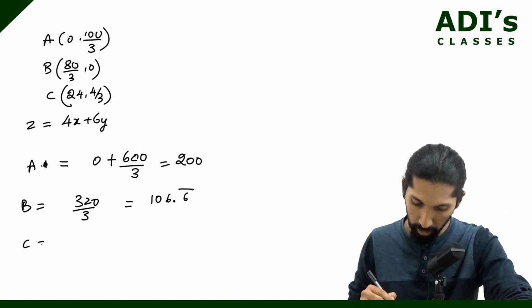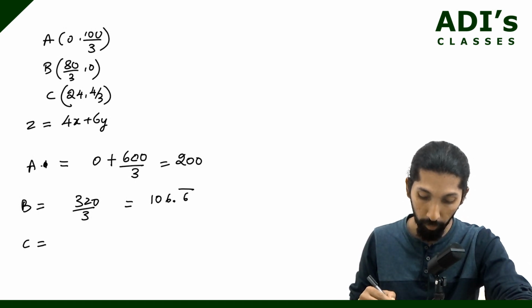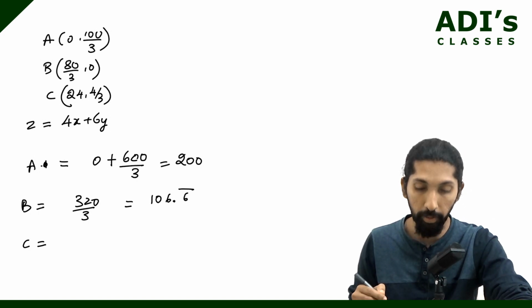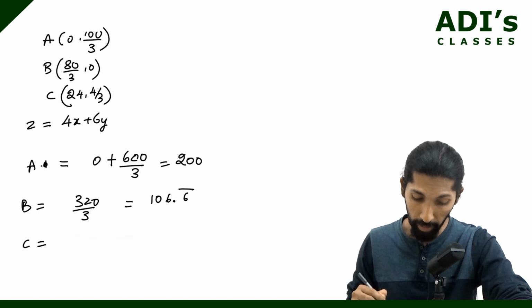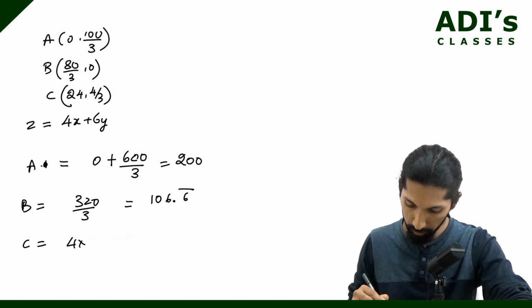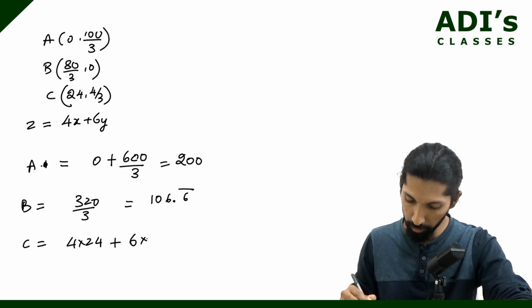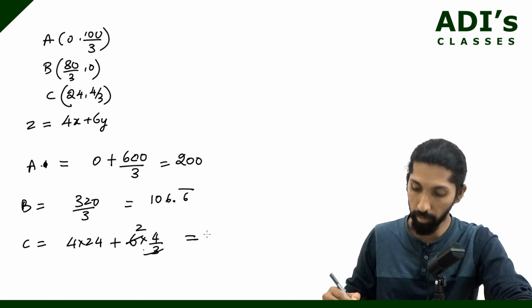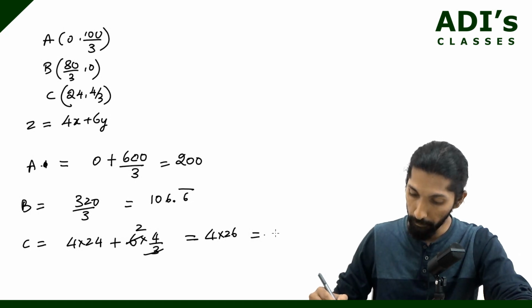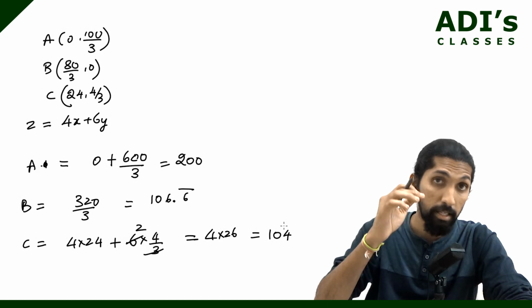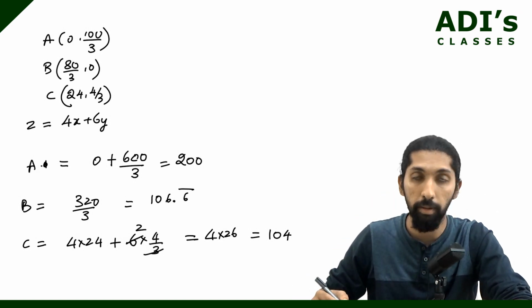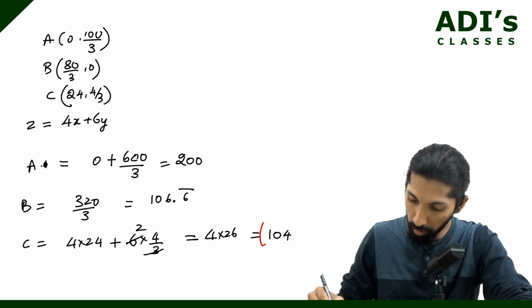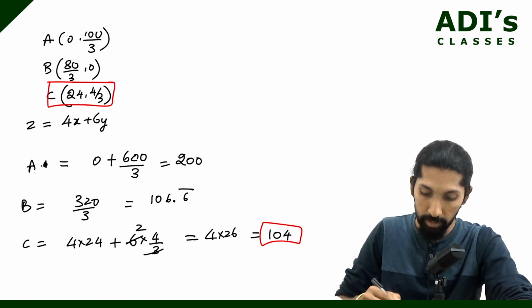Now C, if you take, this is going to be 4 into 24 plus 6 into 4 by 3, correct? Cancel off these two. So 4 into 24 plus 4 into 2, which is nothing but 4 into 26, correct? Which is going to give us 104. Now guys, remember, we are trying to minimize, not maximize, isn't it? So minimum value is 104. And for which one? For point C.